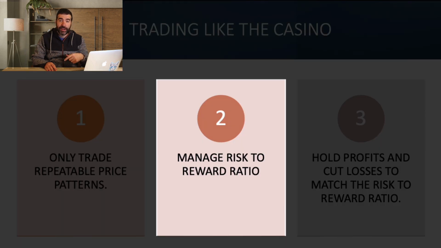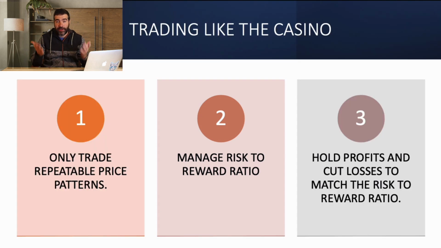Secondly, we need to manage our risk to reward ratio, and this is something the casino doesn't even have, because with the casino, they're betting 1-to-1. For every dollar, they might win the dollar or they might lose the dollar. We have a possibility, and I'll show you what I'm talking about, to bet 2-to-1 or even 3-to-1, that for every dollar we bet, we have a reward possibility of $2, or maybe $3. That is something that makes our possibility of trading like a casino even better than the casino themselves.